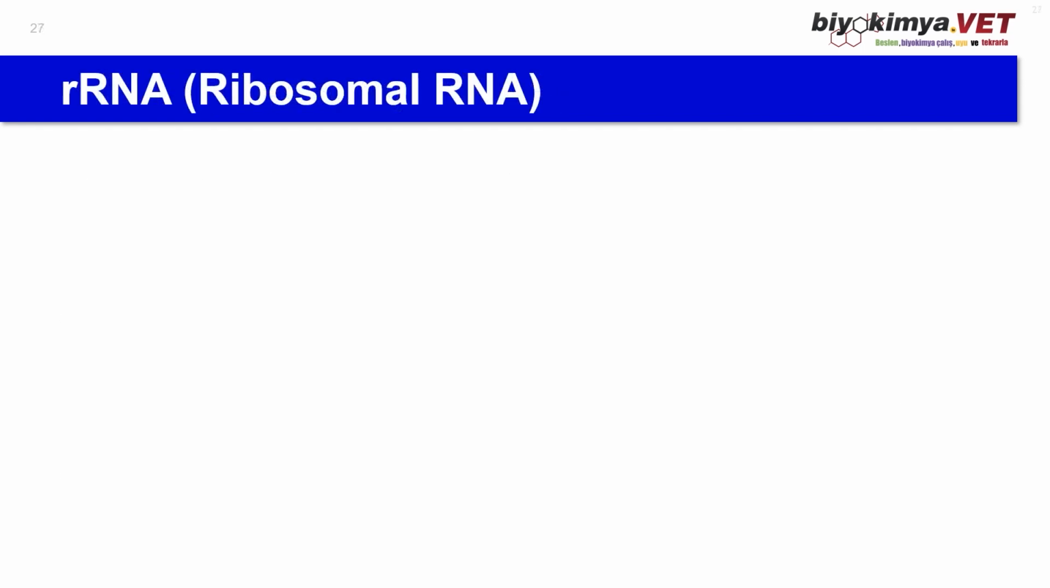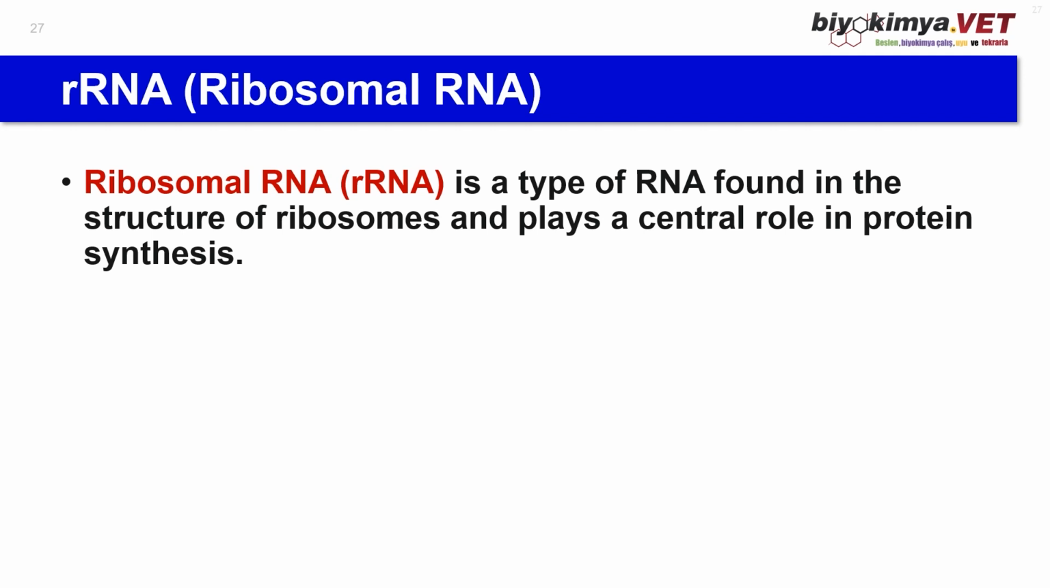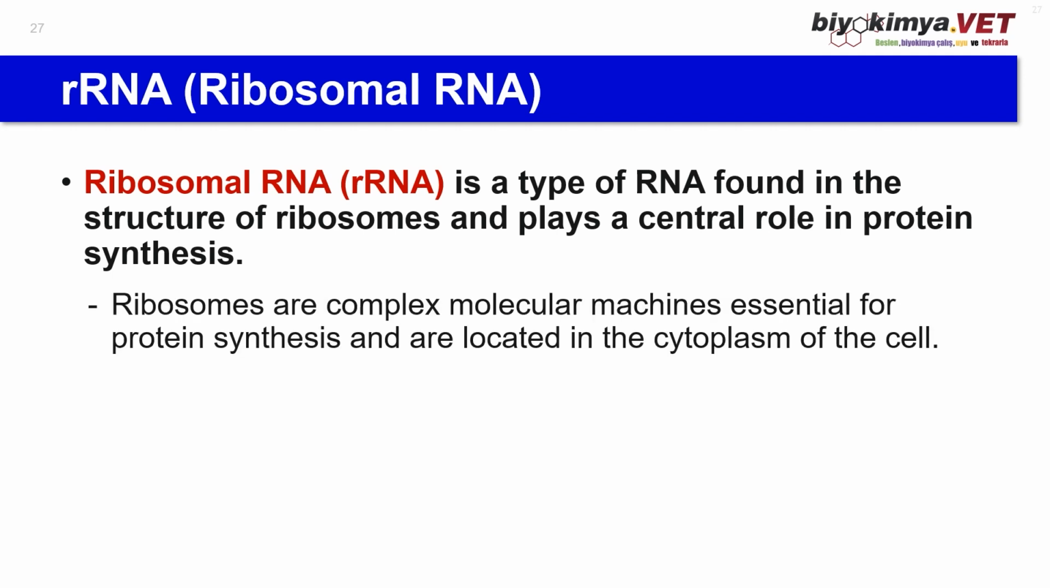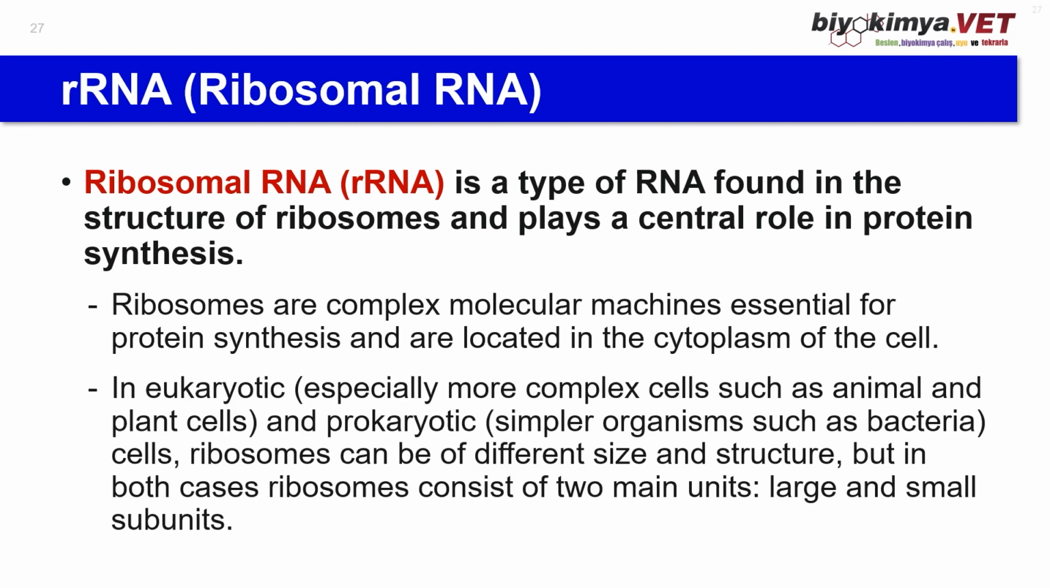rRNA, ribosomal RNA. Ribosomal RNA is a type of RNA found in the structure of ribosomes and plays a central role in protein synthesis. Ribosomal RNA functions as both structural and catalytic components of the ribosome and is vital for protein production in the cell. Ribosomes are complex molecular machines essential for protein synthesis and are located in the cytoplasm of the cell. In eukaryotic and prokaryotic cells, ribosomes can be of different size and structure, but in both cases, ribosomes consist of two main units, large and small subunits.